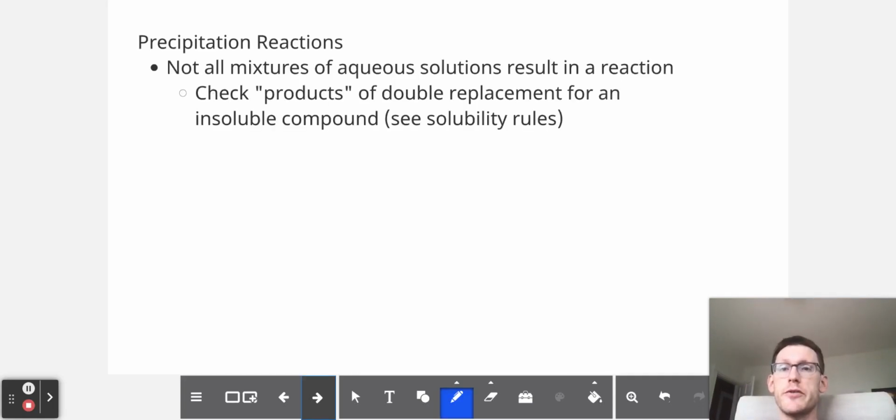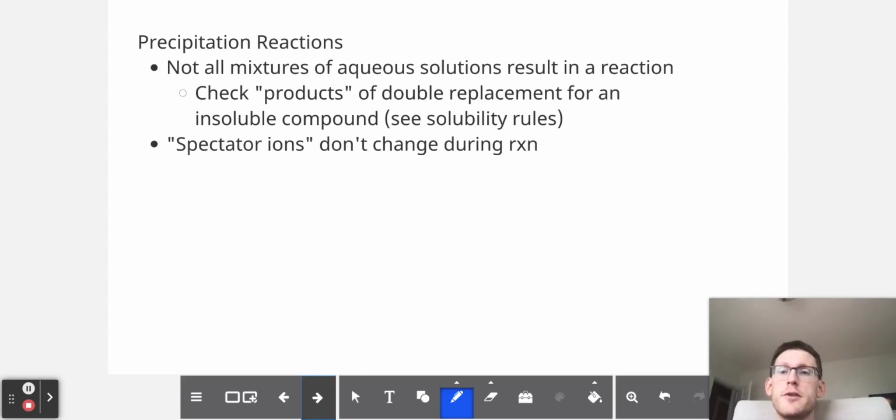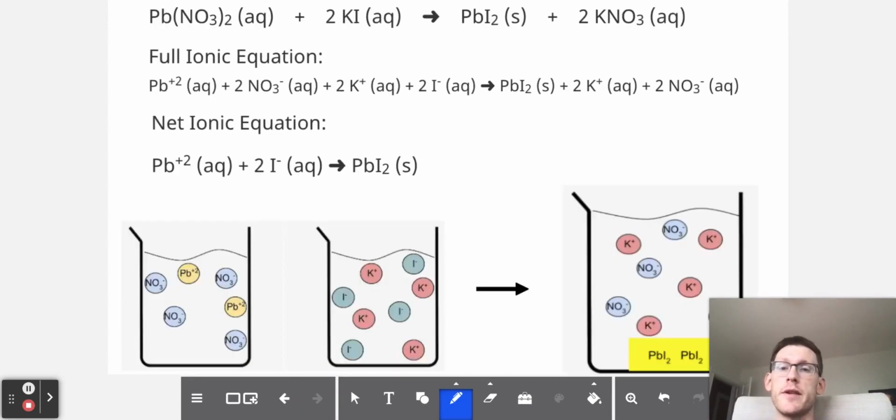Moving on to precipitation reactions. Just because you mix two solutions together does not necessarily mean that there will be a reaction that occurs. You always need to check the potential products of a double replacement reaction, and if there is an insoluble compound that results, then a reaction occurs. You should refer to the solubility rules in making that determination. The term spectator ions applies to any ions that don't change during the reaction. They start off aqueous and they end up aqueous.